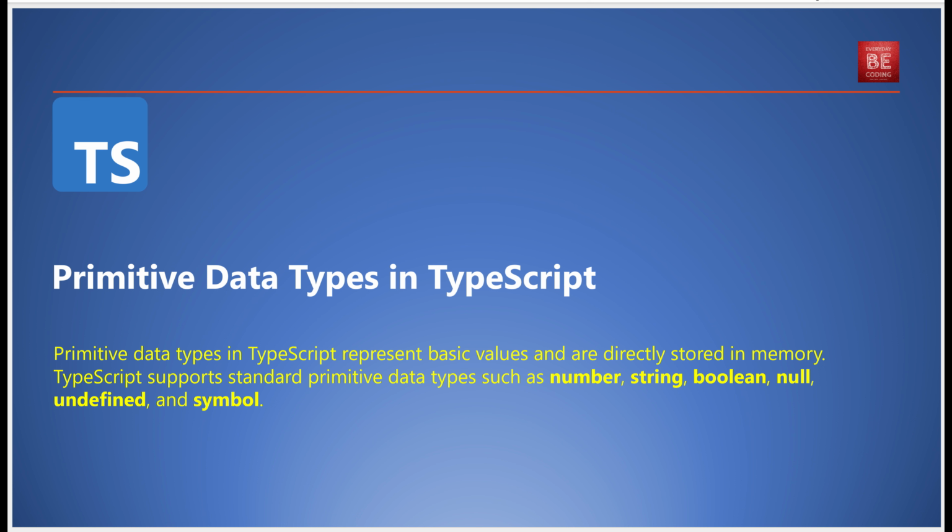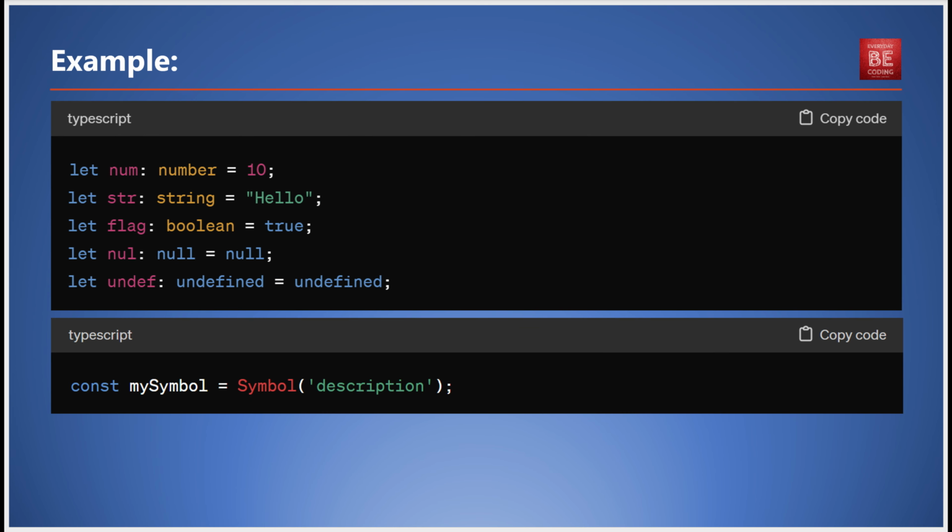To begin, we need to understand what primitive data types are. These are the basic values that are directly stored in memory. TypeScript supports a number of these primitive data types, each with its own particular use. First on the list is the number data type. This is pretty straightforward. It's used for numerical values. For instance, you might declare a variable num as a number and assign it the value of 10.